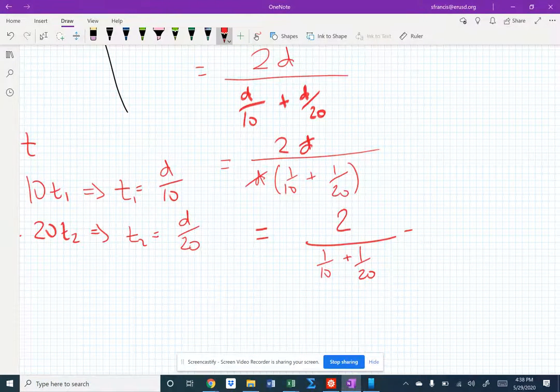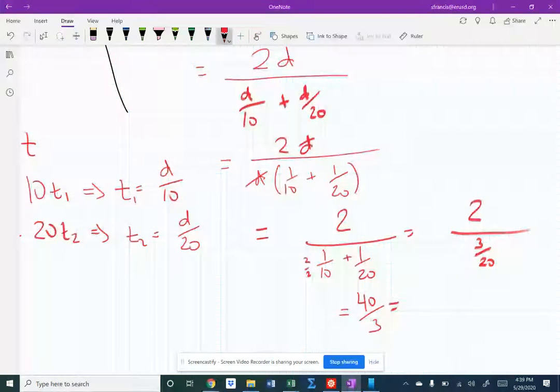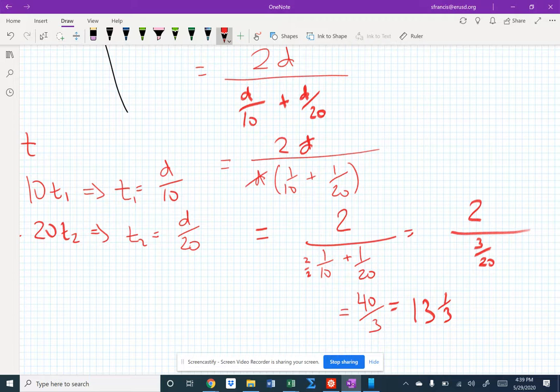That's a little hard to maybe understand exactly what that is, so we can do a little bit of arithmetic here. A tenth is, if I multiply this by 2 and multiply this by 2, it's going to be 2/20ths. So I'm going to end up with 3/20ths in my denominator here. So 2 divided by 3/20ths, when you multiply by the reciprocal, you're going to get 40 thirds, which works out to be 13 and 1/3, or 13.333 repeated.